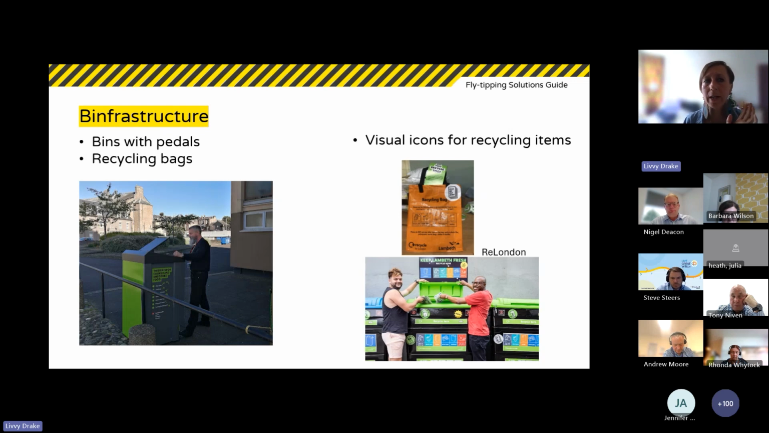What about these recycling bags? Newcastle Council have these, Lambeth using them. This is something for people to hang up in their house to chuck all the recycling in, and then they can take it to the recycling bins and empty it out. Visual icons are really important because people don't read words. The brain processes images faster, so it's much easier if you use icons.